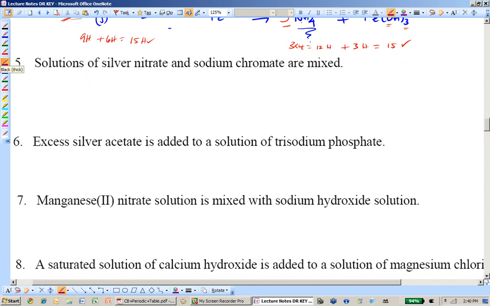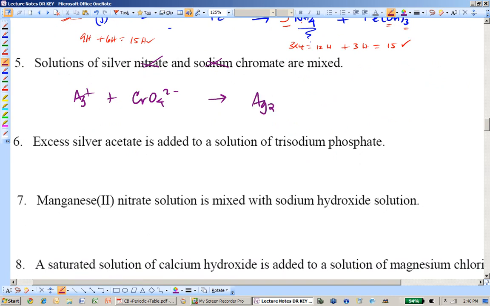Solutions of silver nitrate and sodium chromate are mixed. Okay, they're going to make up for it here. Silver nitrate, boom, nitrate's out of there. 1A metal, out of there. So what have I got? Ag+ and CrO4 2-. And if you don't know that, for shame. For shame, for shame. So what am I going to make? Well, it's a heavy metal bad guy. It's most likely going to make a precipitate.